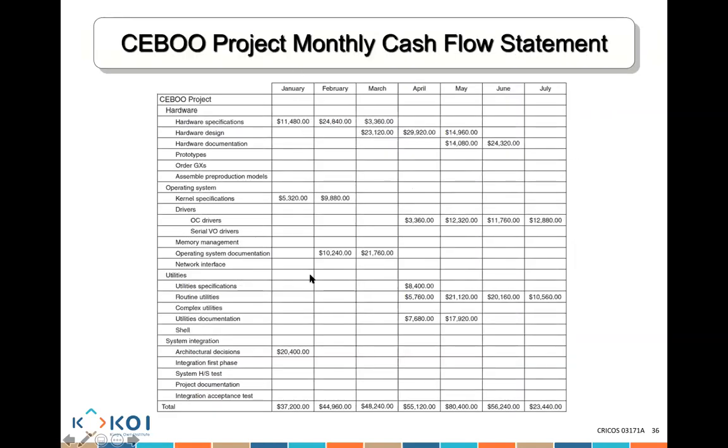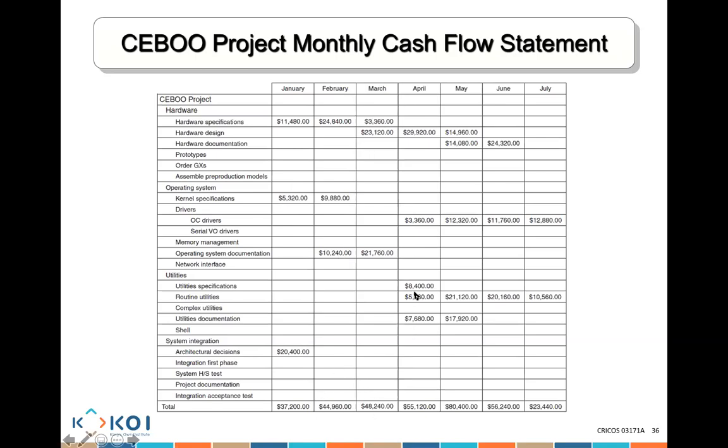You look here, January, I need 37,000: 11,000 for the hardware, 5,000 for the kernel, 20,000 for the architecture. You see, you assign the cost for the activity. February, that's what I need to be doing. I combine them together. That's how much money I need for February.